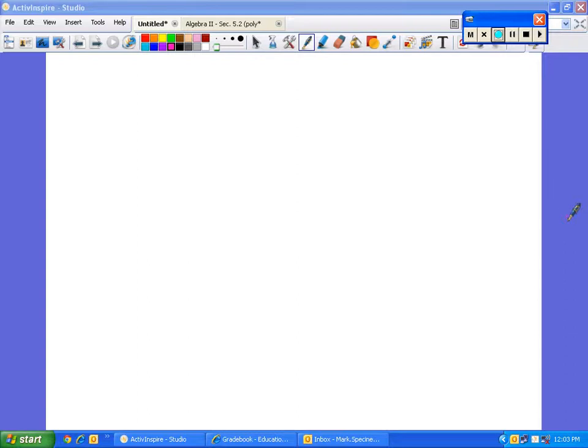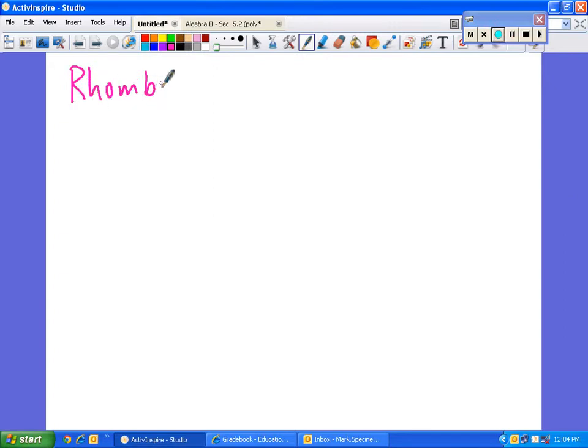Alright, so we've been working with parallelograms. Today we're going to be working with three other shapes. Okay? First one is a rhombus. So these are all parallelograms.